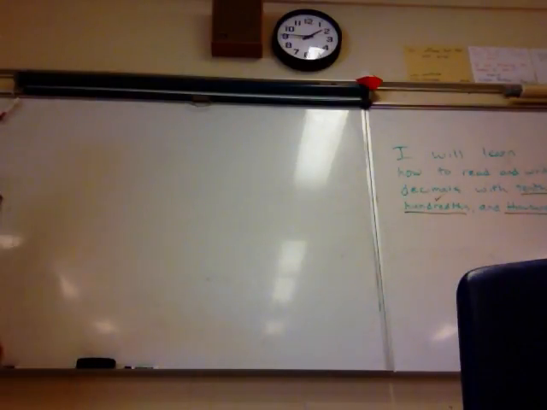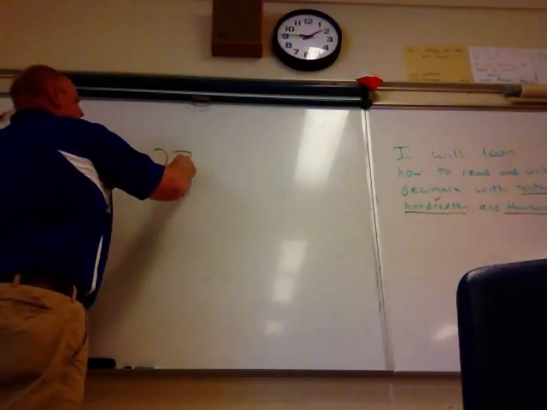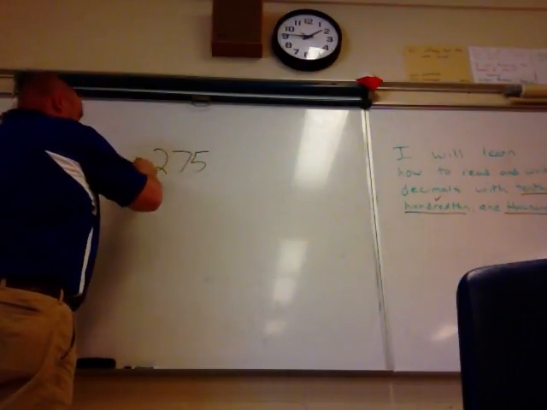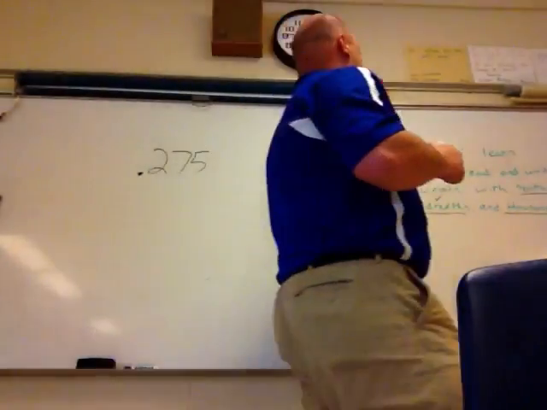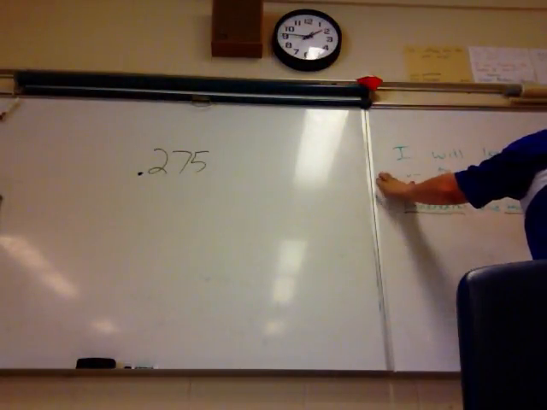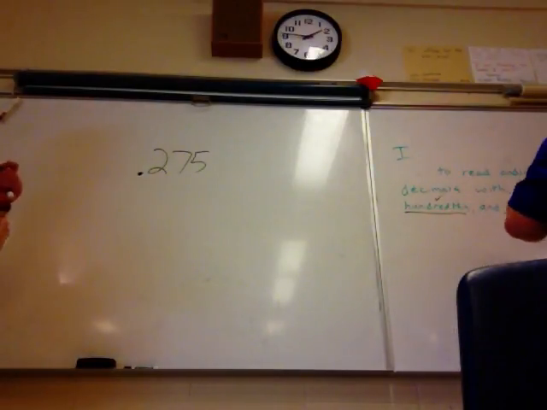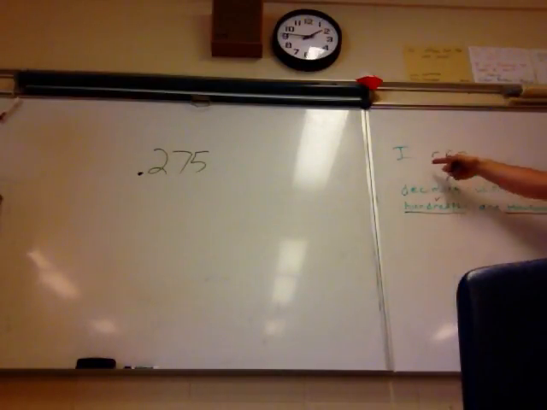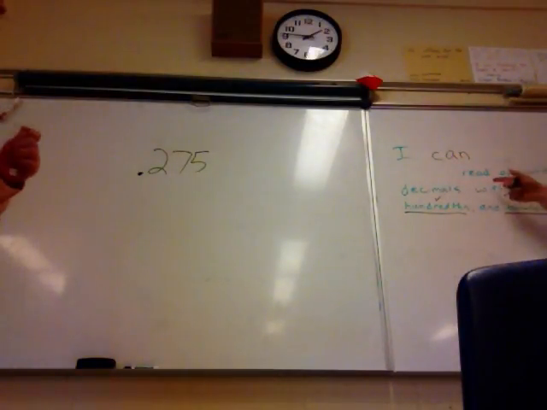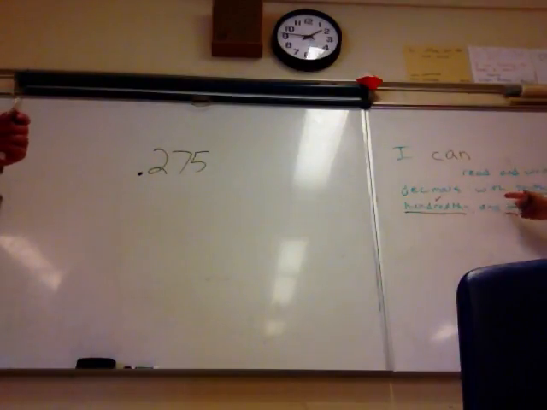So, everyone got it. I'm pretty sure everyone got it. 275 thousandths, 0.275. Think of the number, and you should have 3 digits to the right of the decimal point. I think we reached all of our goals. So watch what we're going to do. Now let's read them. I can read and write decimals with tenths, hundredths, and thousandths.